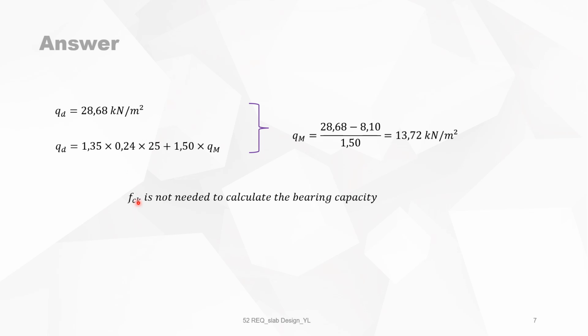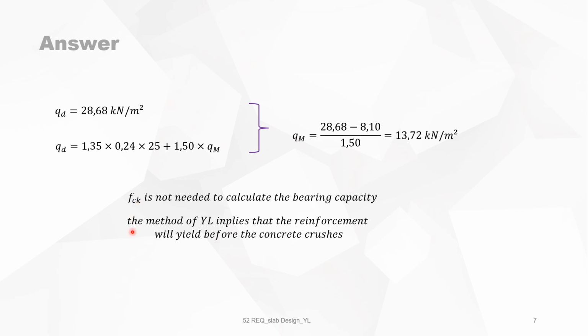FCK, the concrete quality, is not needed to calculate the bearing capacity. We did not use FCK in the formulas. This is because the method of yield lines implies that the reinforcement will yield before the concrete crushes. The total bearing capacity of the slab depends on the concrete strength and on the steel strength, so the first one that gives in gives you the maximum load. The method of yield lines, by definition, counts on the fact that the reinforcement will first yield.